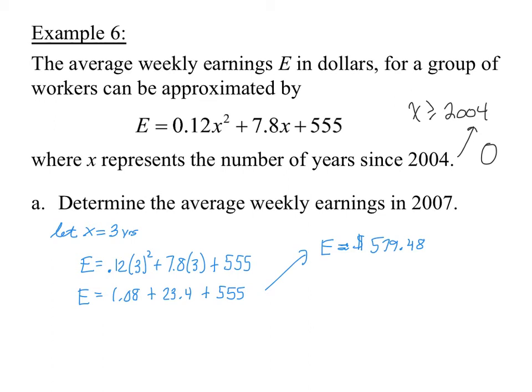So it says determine the average weekly earnings in 2007. Well, the difference between 2007 and 2004 is 3 years. So we're going to let x equal 3 years. When we plug that into the formula, we let E is equal to 0.12 times 3 squared plus 7.8 times 3 plus 555. And when we end up doing the calculation, we get $579.48 is the average earnings in 2007.